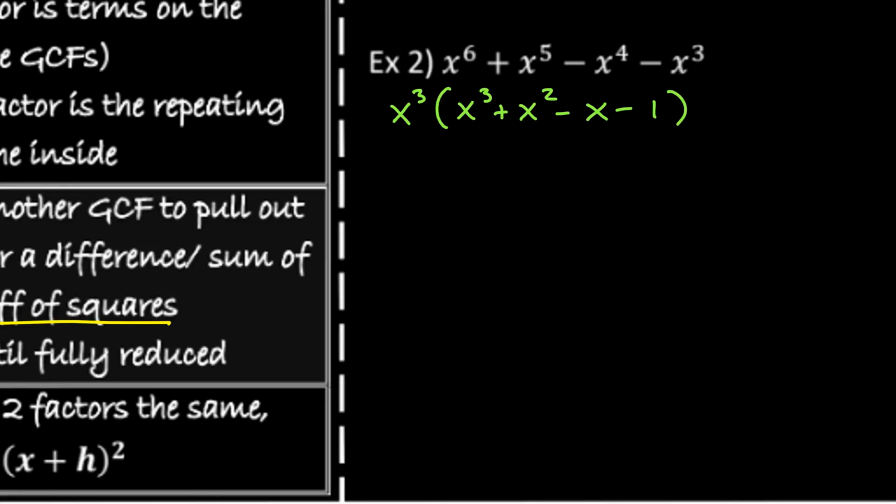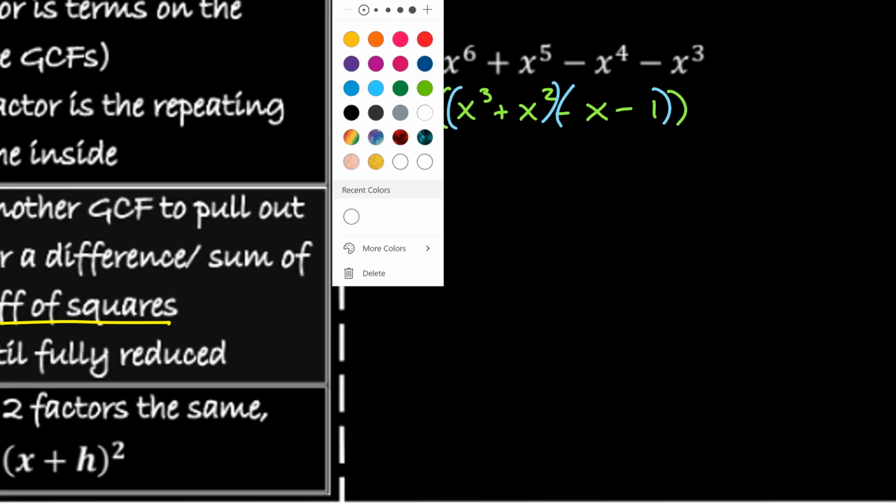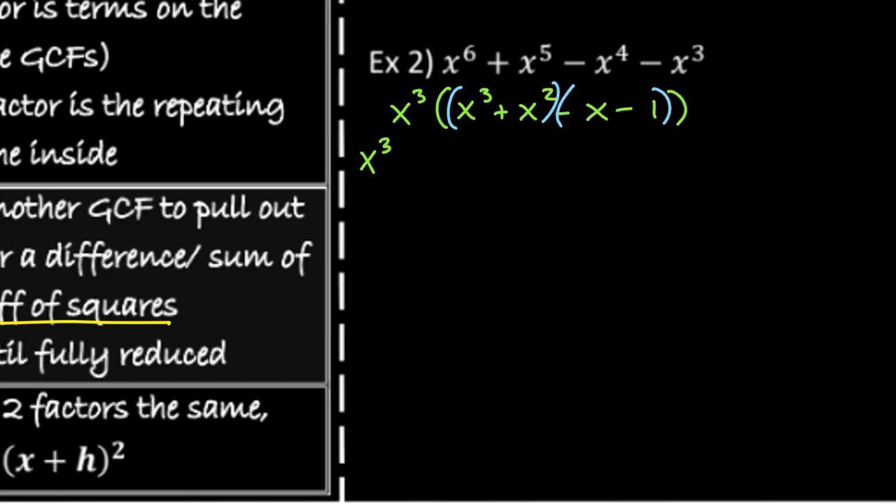Okay, so now what? Parentheses. Now we factor by grouping. We have 4 terms. I know whenever I have 4 terms, I factor by grouping. So group the first 2 and group the second 2. What GCF can I pull out of the first 2? X squared. And what am I left with on the inside?